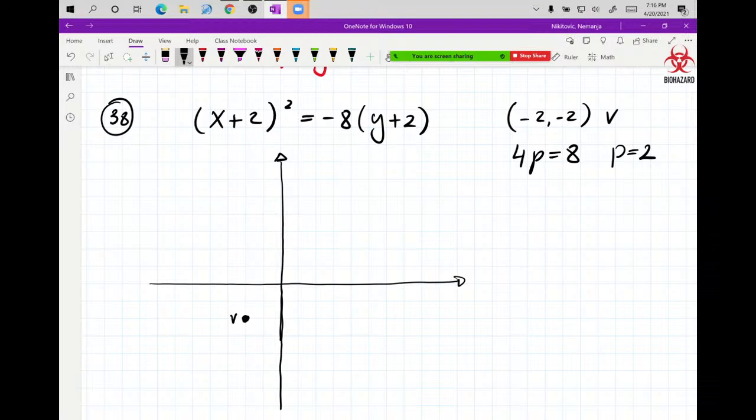Now, since this is oriented up or down, because it's x squared, please remember this is very important: x squared opens up or down depending on a, and y goes left to right. Now, in this case, what is your a value? Is it positive or negative? It is negative, right? Because you have a big negative sign there. So this one will open downwards.